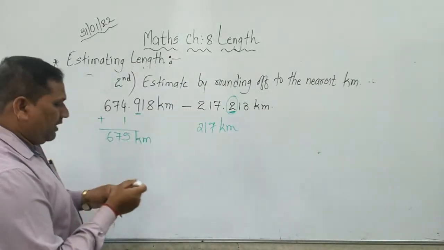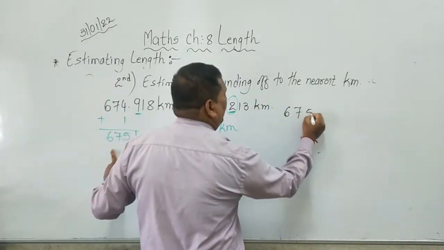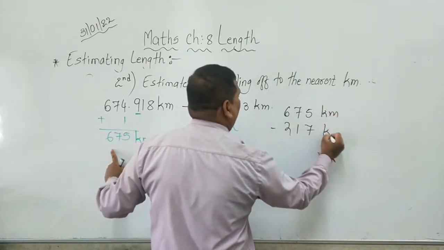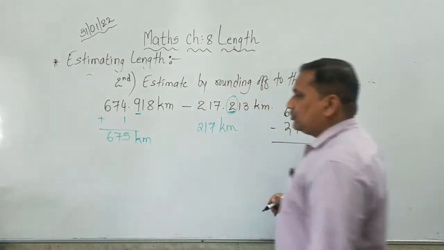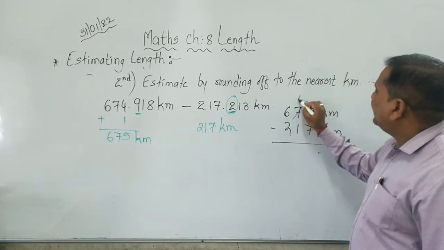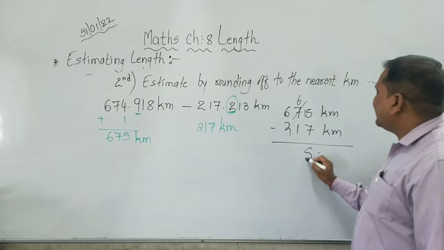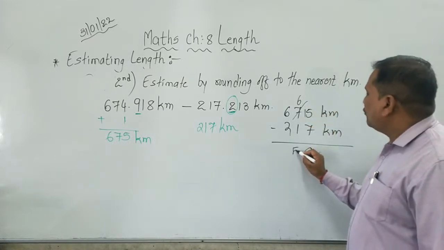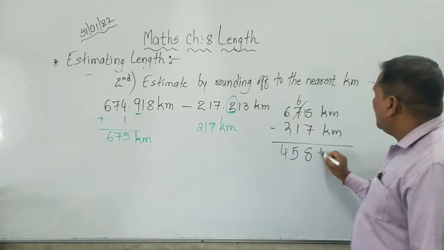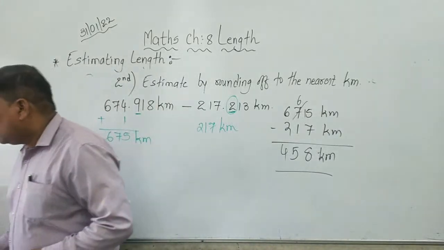So now what will we do? Subtraction. 676 kilometer minus 217 kilometer. So from 6, 7 is not possible. Borrow. This will become 5. This will become 16. 16 minus 7, 9. 5 minus 1, 4. 5 minus 2, 3. 459 kilometers.